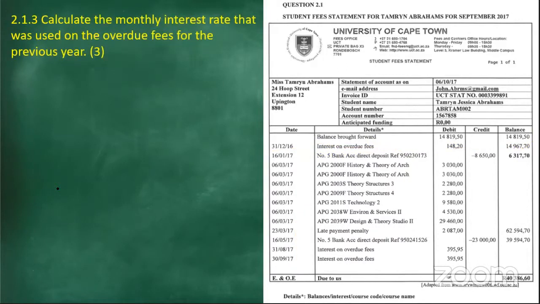2.1.3, calculate the monthly interest rate that was used on the overdue fees for the previous year. We need to calculate the interest rate on the overdue fees for the previous year. So what's your answer there, people? Ladies and gentlemen.